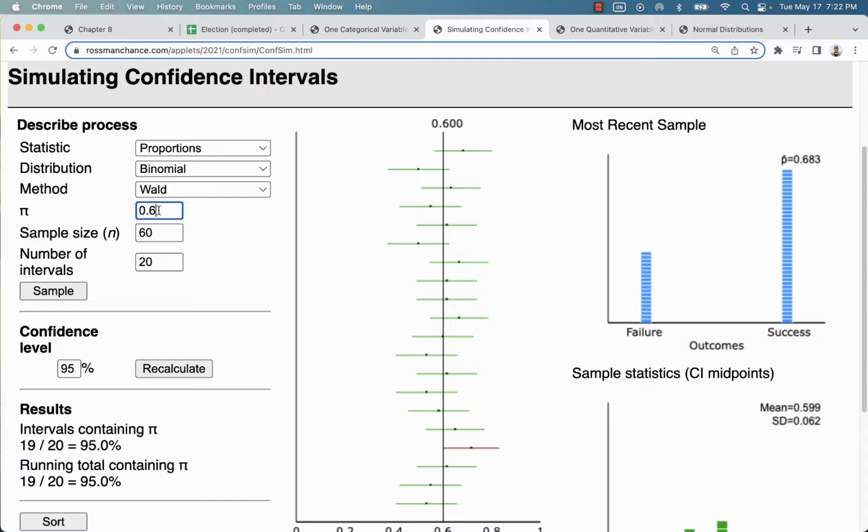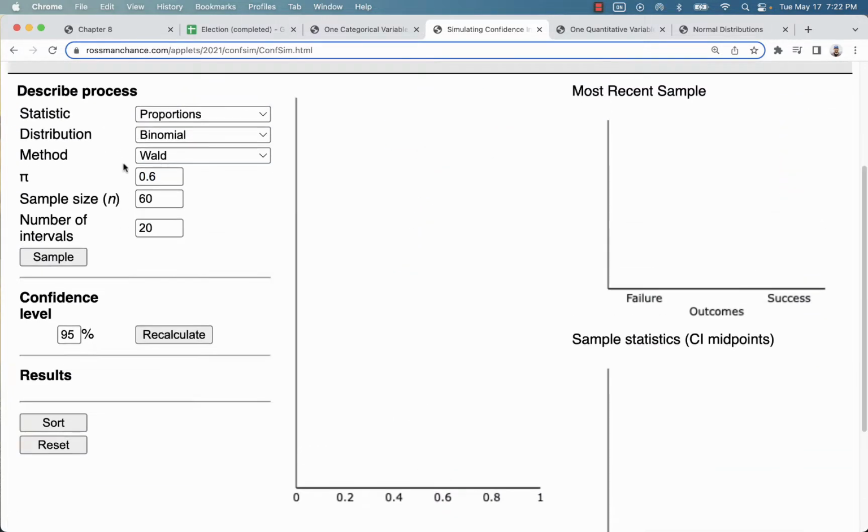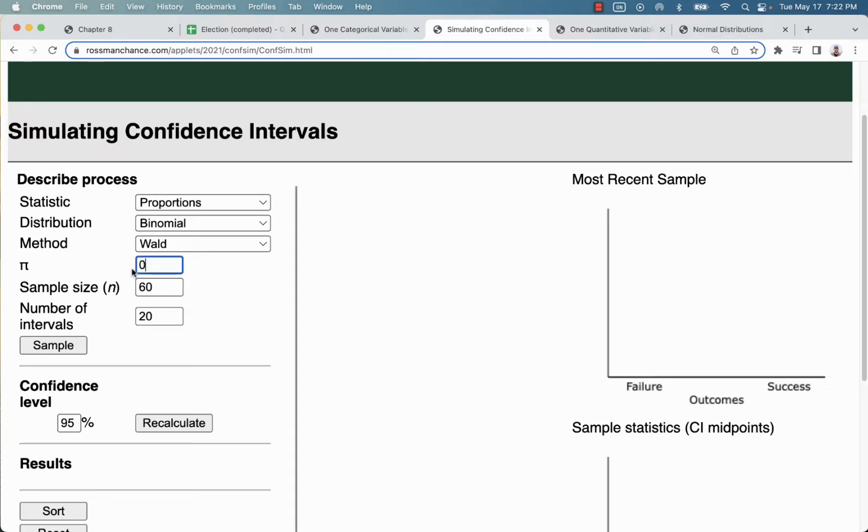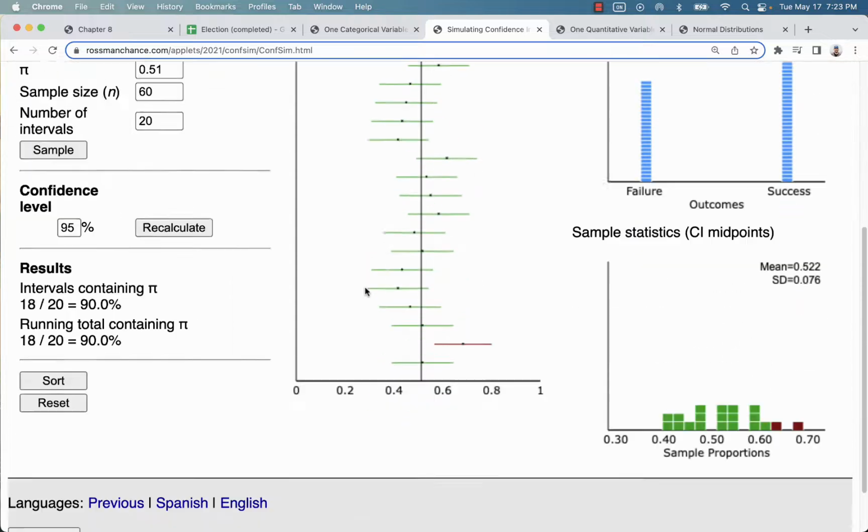So let's say we have a candidate. I'm going to just reset this here. We have a candidate that got just over 50% of the vote. And I want to see what confidence intervals would look like with a sample size of 50. So I'm going to say that the winning candidate got 51% of the vote. I'm going to take a sample size of 60 from that population and do that 20 times.